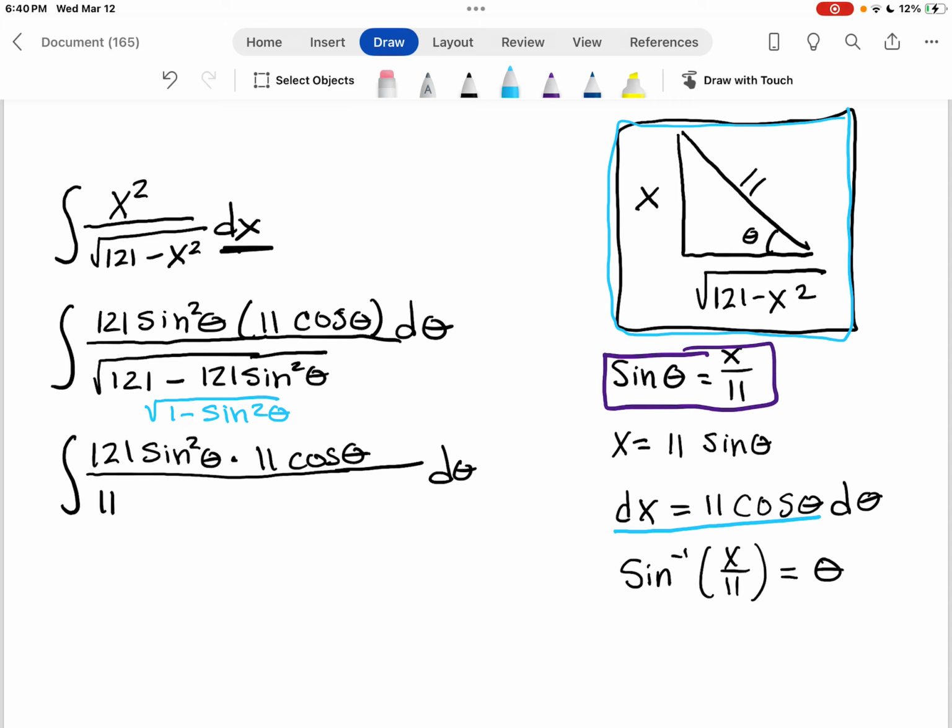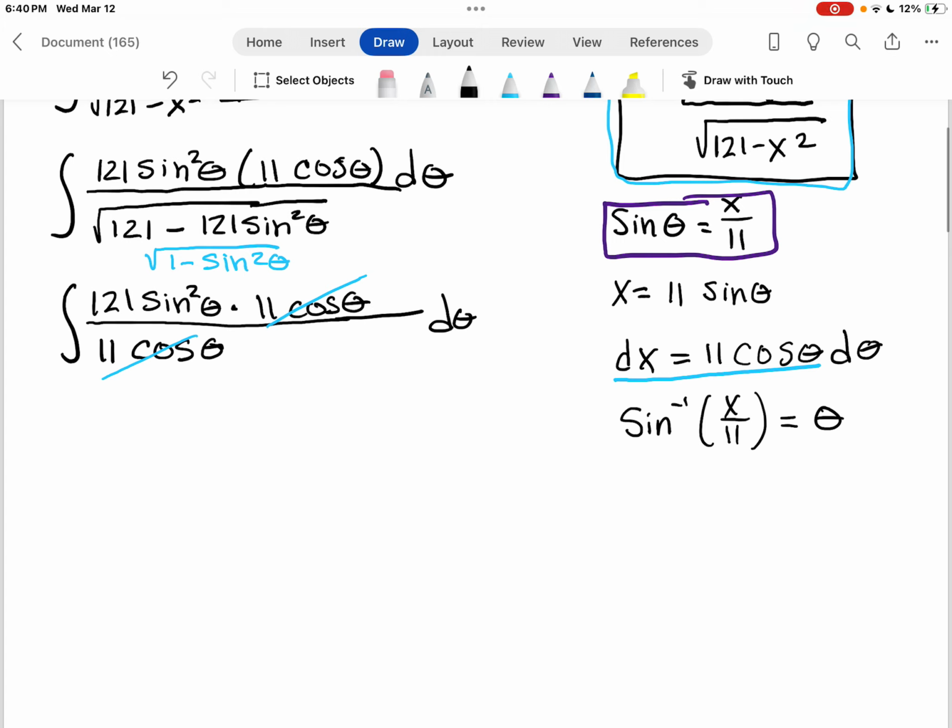And we know that 1 minus sine squared theta is equivalent to cosine squared theta. So now we would have cosine squared theta under that square root, and if I take the square root of cosine squared, I would just be left with cosine theta. Now we have 11 cosine theta on the top and the bottom, so I can get rid of that. And we're left with 121 sine squared theta d theta. That's what we're going to have to integrate now. So it's simplified quite a bit.